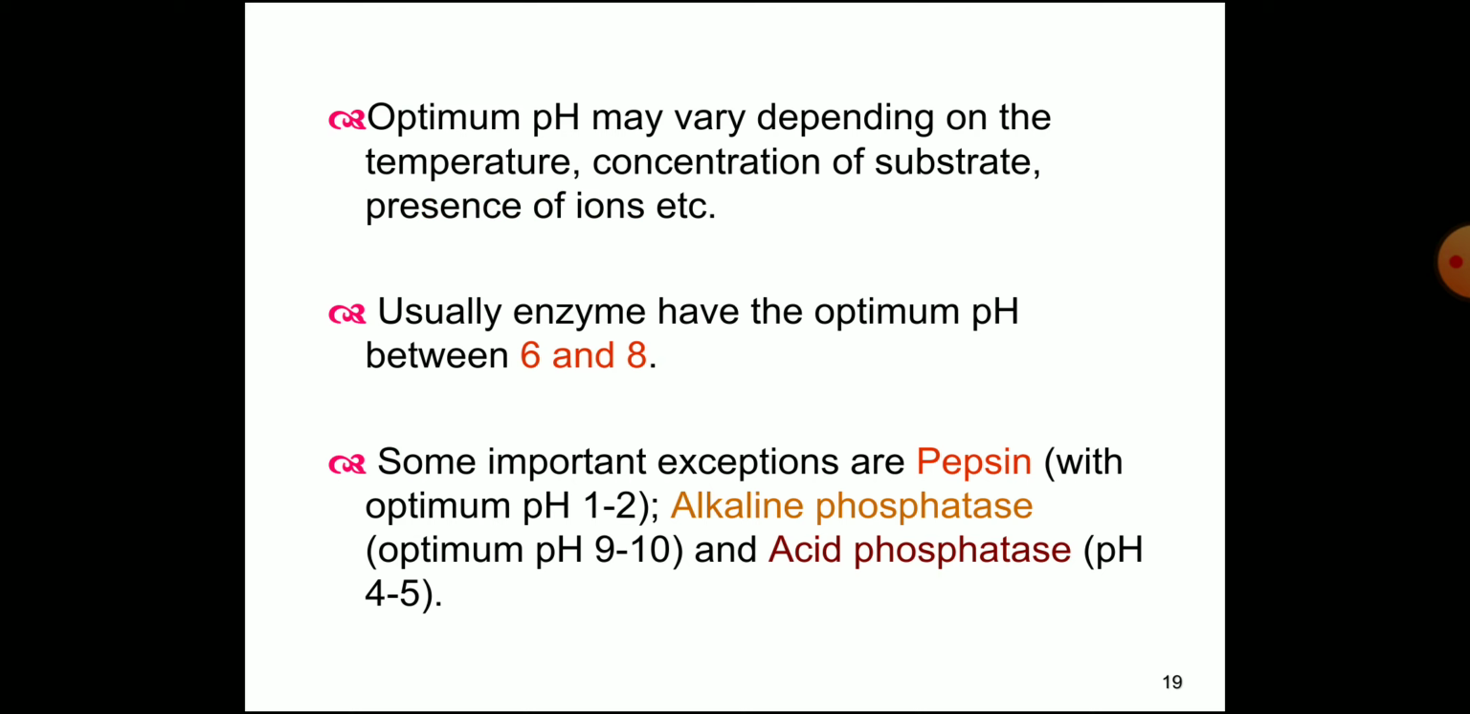Usually, enzymes have an optimum pH between 6 and 8, that is, in the normal human being. Some important exceptions are also there. Pepsin has an optimum pH between 1 and 2. Alkaline phosphatase has an optimum pH between 9 and 10, and the acid phosphatase between 4 and 5.